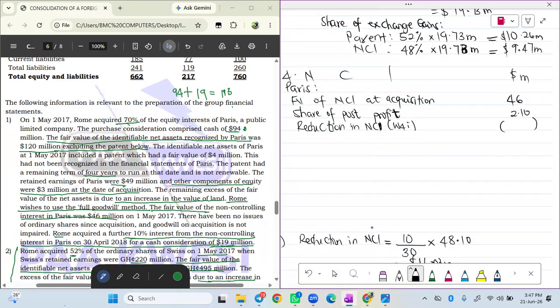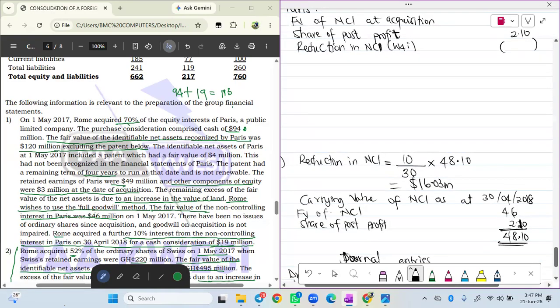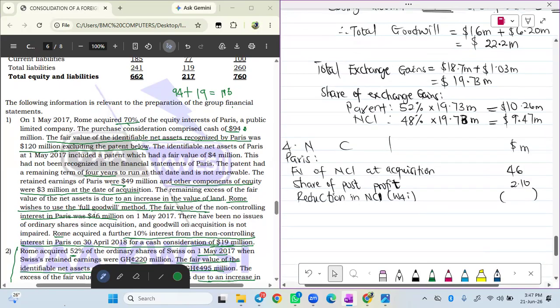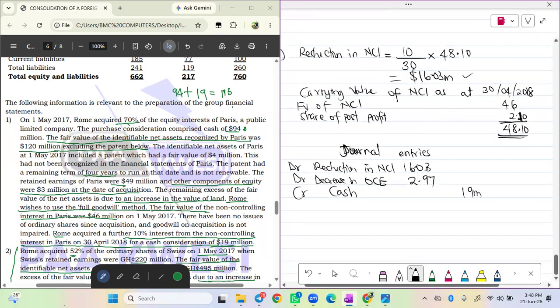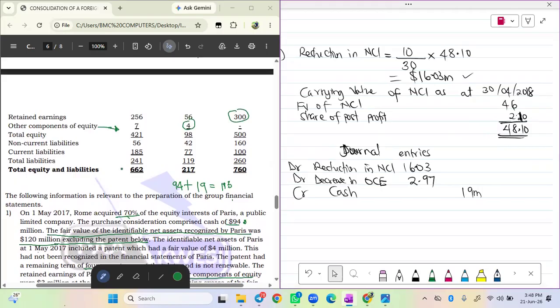So NCI will reduce as a result of the step acquisition by what? 16.03. That's what we use the formula. 16.03 million. Now, this decrease in OCE, other components of equity, 2.97, we will treat it. Remember, we will deduct it from the workings called other components of equity. That should be working 6 or working 7. That's where we will treat that, and that's where we also treat the exchange gains. Don't forget the parent exchange gains.